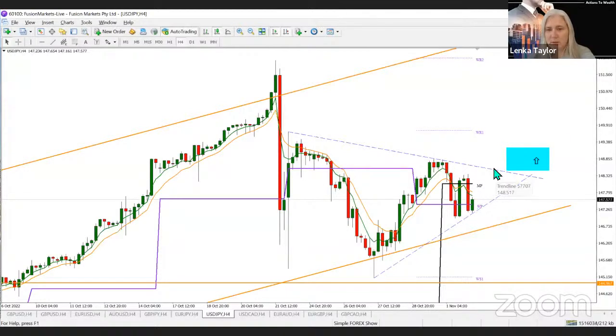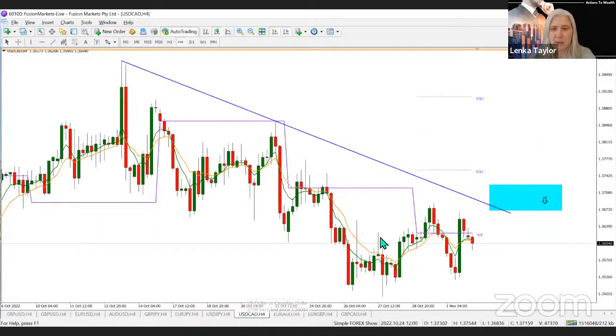If it does not go back up and comes out of that channel, then probably going to change the direction to short after that. But for now, since we're still in the upward channel, I'm still looking for long opportunities.